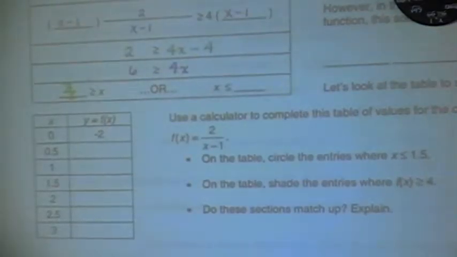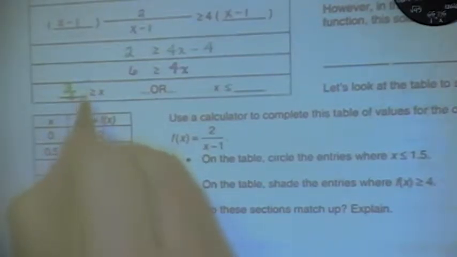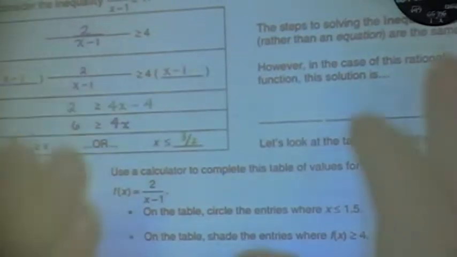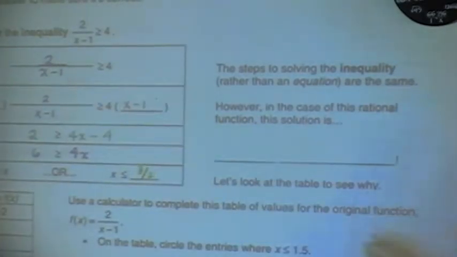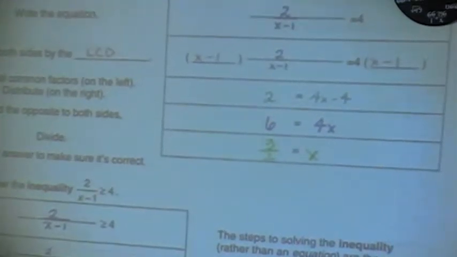Is everybody okay? And then they gave me another one, or they just flipped it around. So 3 halves is greater than or equal to x is the same thing as x is less than or equal to 3 halves. Is everybody okay with that flipping around thing? Yes. So the steps to solving the inequality rather than the equation are exactly the same, are they not? I even did them in the same color, see? I mean, they're exactly the same. Yes? Good. However, this solution is not correct.